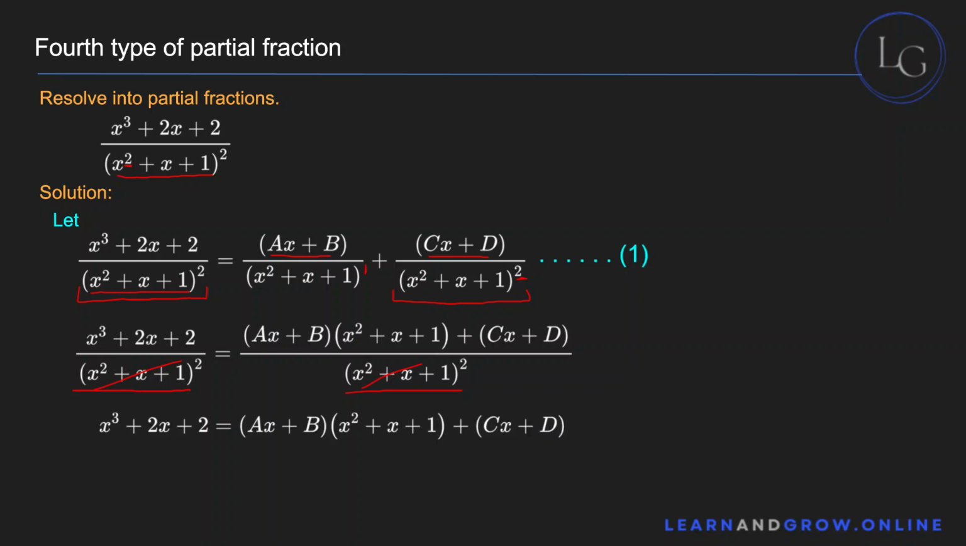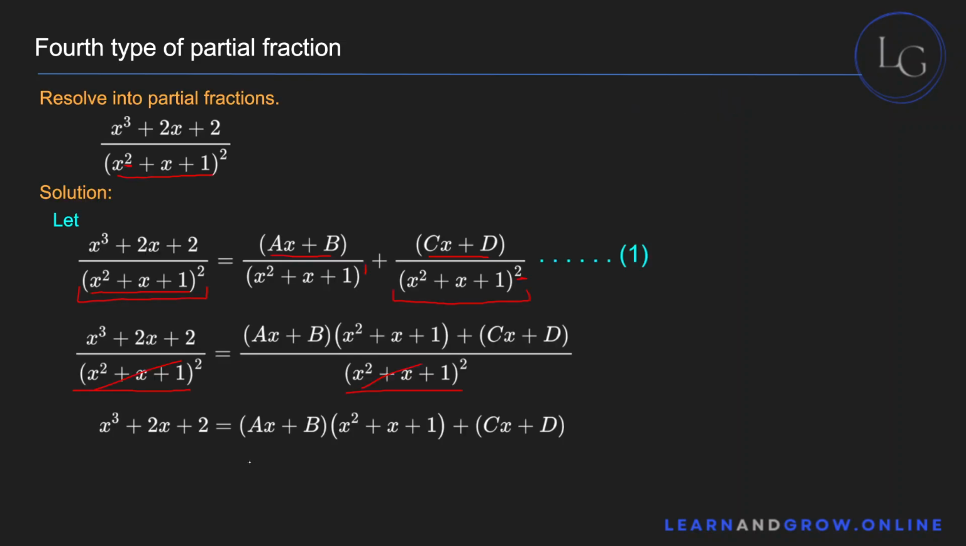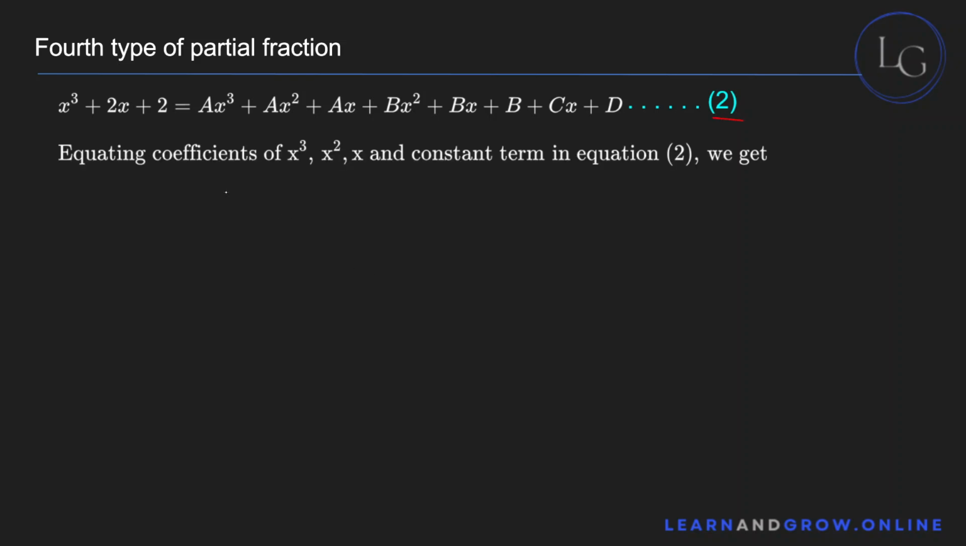Now, what will you do after actually calculating these entire expressions, after multiplying this expression with this expression? You basically get this whole equation, and we'll call this equation number 2. Now, you'll simply equate the coefficients of x cubed, x squared, and x on the left hand side and the right hand side equal to each other.